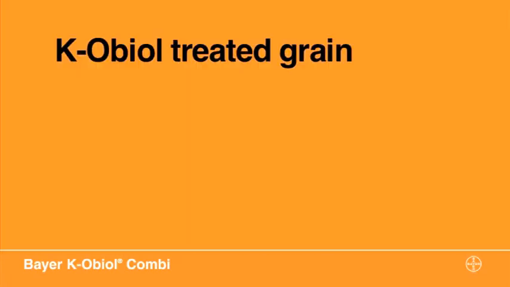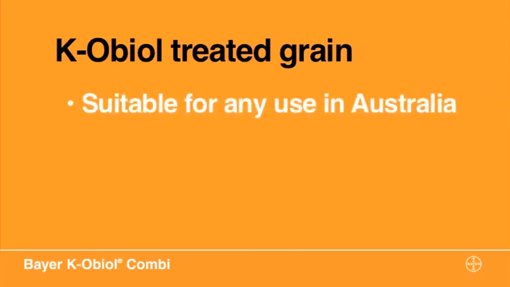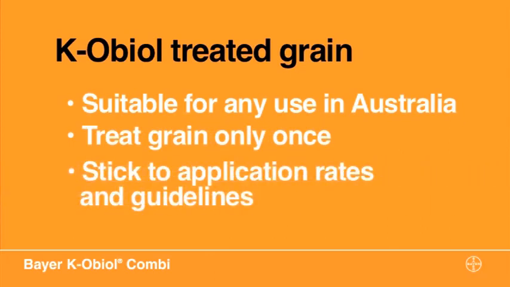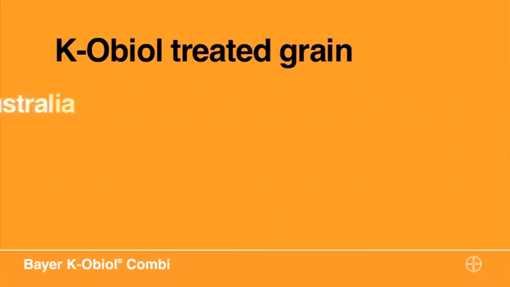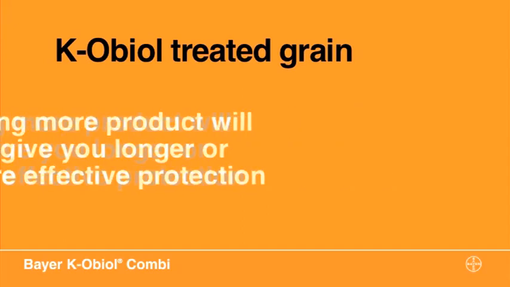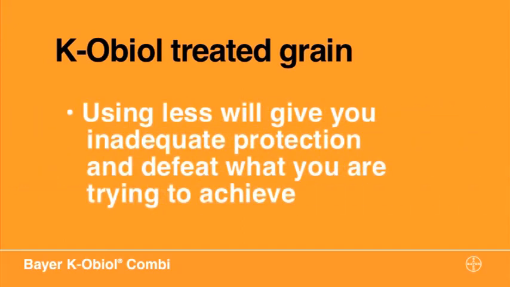And so to sum up, K-Obiol treated grain is acceptable for any use in Australia, but you need to treat it properly. You must only treat grain with K-Obiol once. Stick exactly to the recommended dilution rate and application rate. Using more product will not give you longer or more effective protection, and using less will give you inadequate protection and defeat what you were trying to achieve.